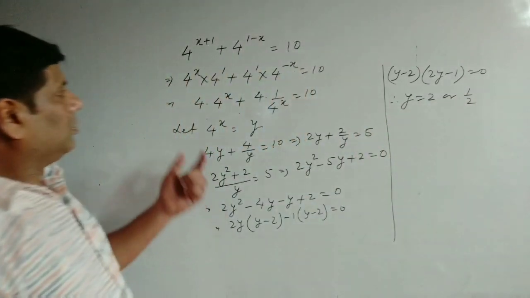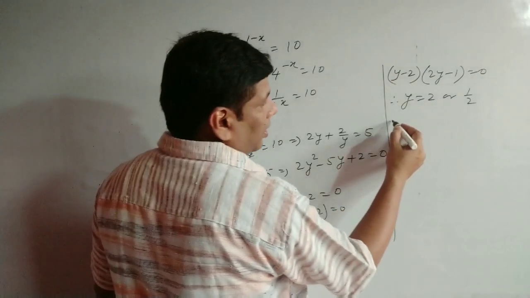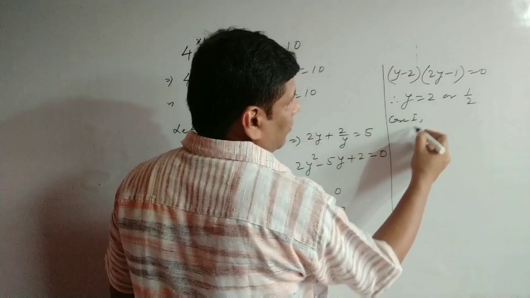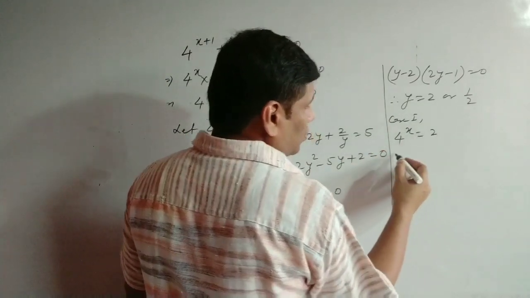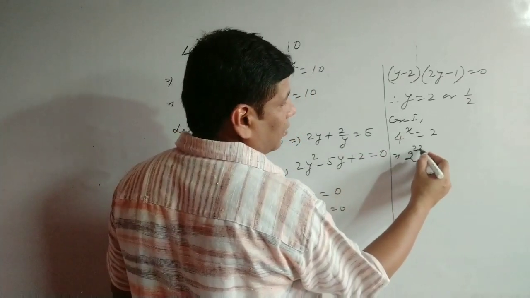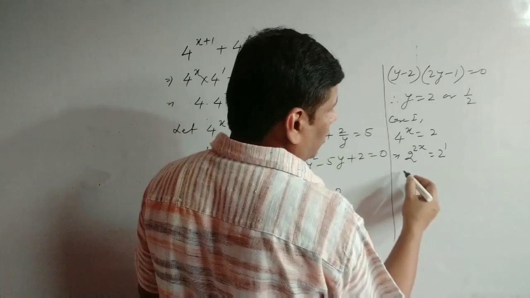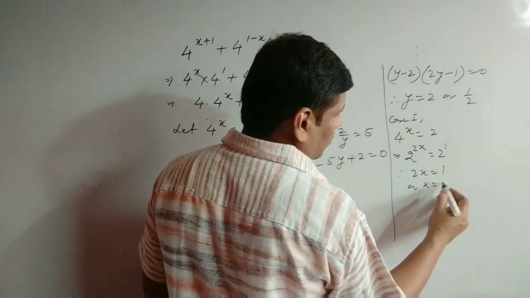Now let us see what is y. y is 4 to the power x. Therefore in case 1, what we write? 4 to the power x equals to 2. So we can convert it in 2's power, like 2 to the power 2x equals to 2 to the power 1. Therefore 2x equals to 1 or x equals to 1 by 2.